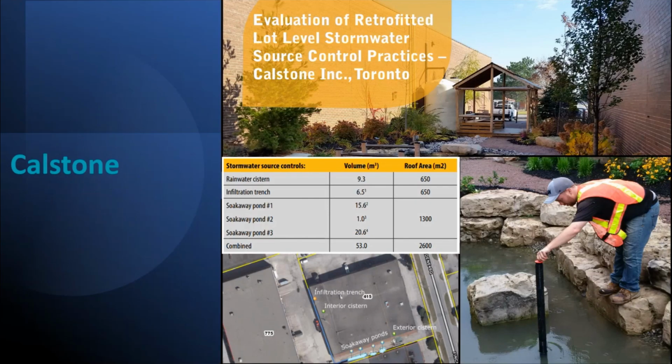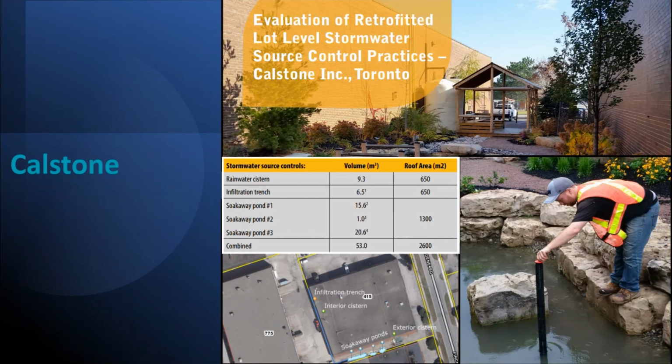The final project we'll focus on for a commercial site using lot level approaches with LID is the evaluation of retrofitted lot level stormwater source control practices at Calstone Incorporated in Toronto, Ontario. On densely developed lots where available spaces for stormwater management are often small, isolated, or irregularly shaped, source control practices must be compact and adaptable.